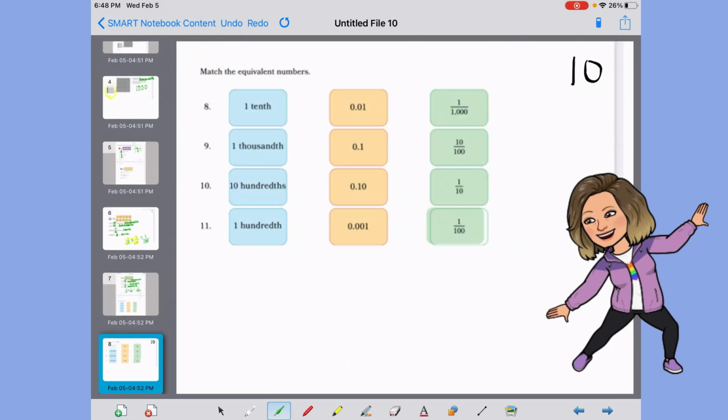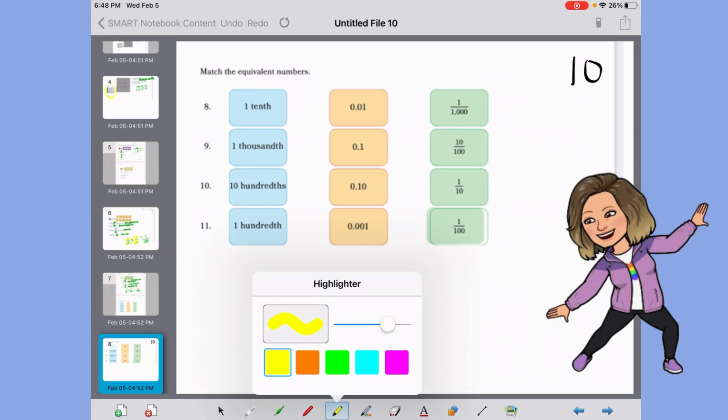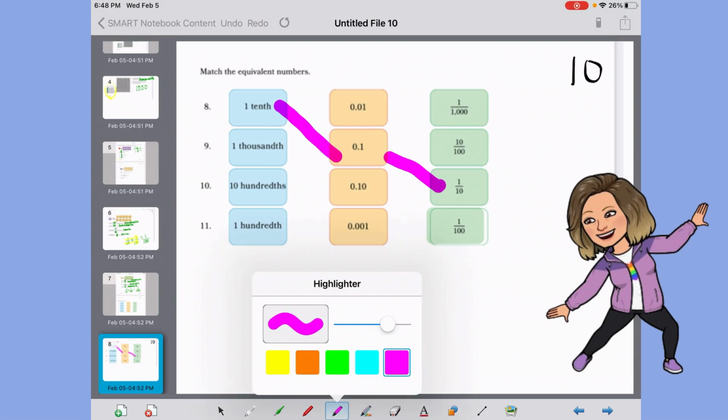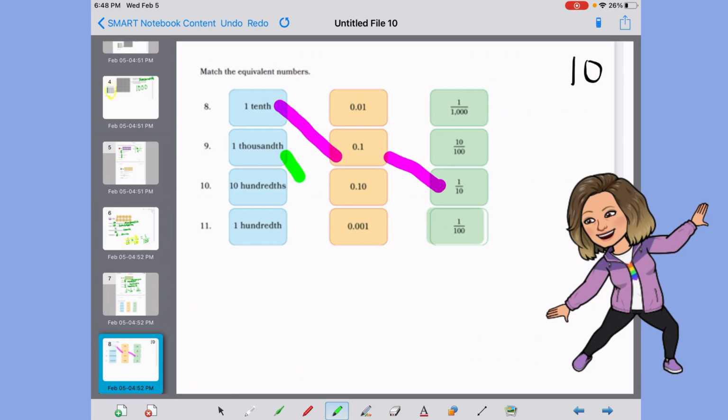So come down here and let's look at this guy. We want to match these all together. I'm going to get out my handy dandy highlighter. 1/10 I see goes right there to 1/10 and right there to 1/10. 1,000th. I know that has to be in the thousandths place. So I'm going to look right here and connect those down there. Up here would be 1/1000th as well.